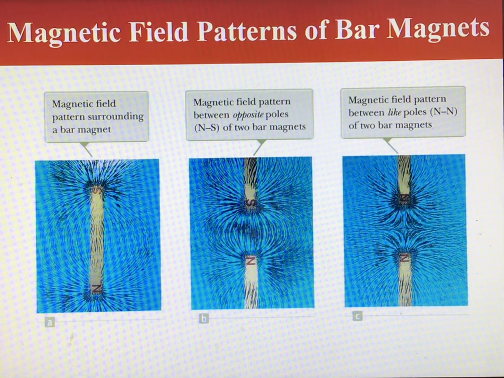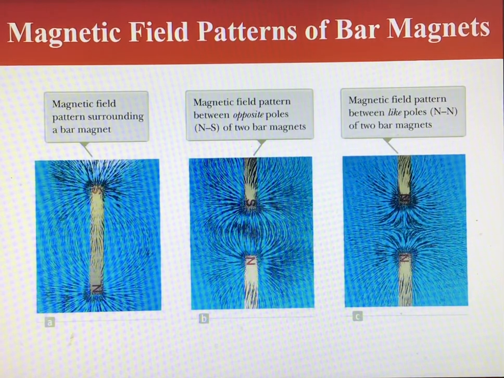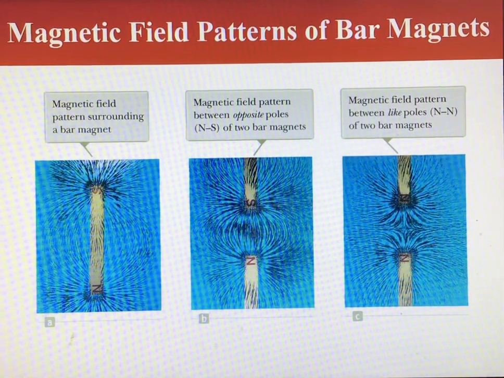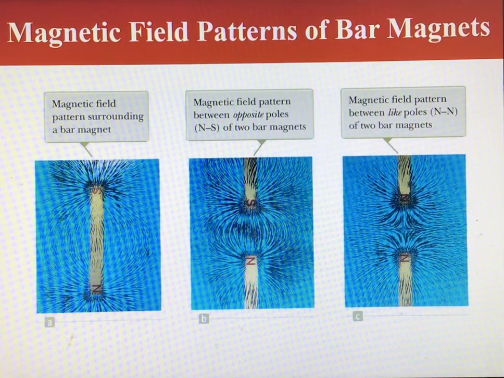So again, if you remember, we said that if you have a positive charge and a negative charge, you get an attractive force. If you have a positive charge and a positive charge, you get a repulsive force. And we also said that electric field lines always point from the positive to the negative. This is pretty much the same thing here. Magnetic field lines are always going to point from the north to the south.